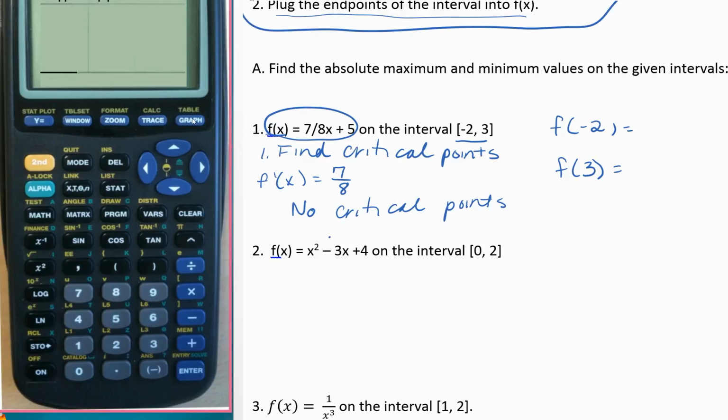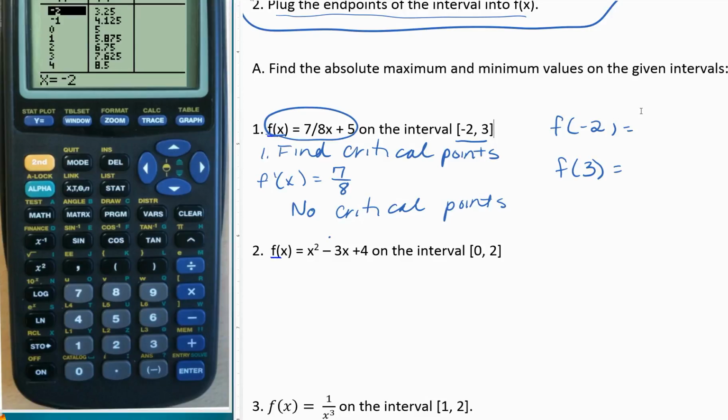And then we're just going to go to our table, and these values are easy enough, so we're just going to go up to -2, and we see that our y value is 3.25, and if we go down to 3, we see our y value is 7.625.